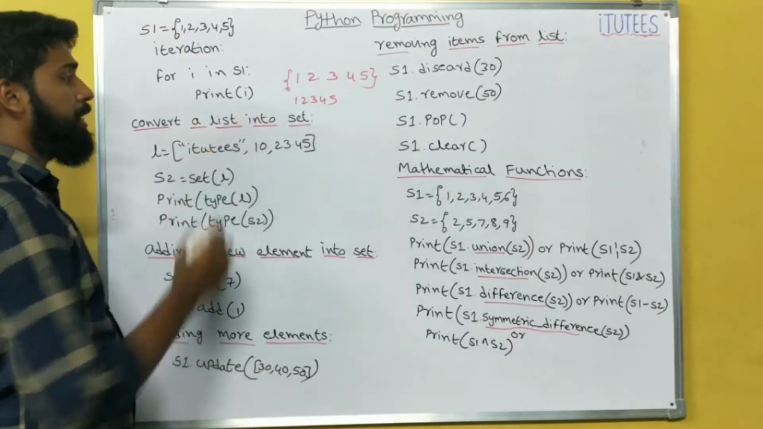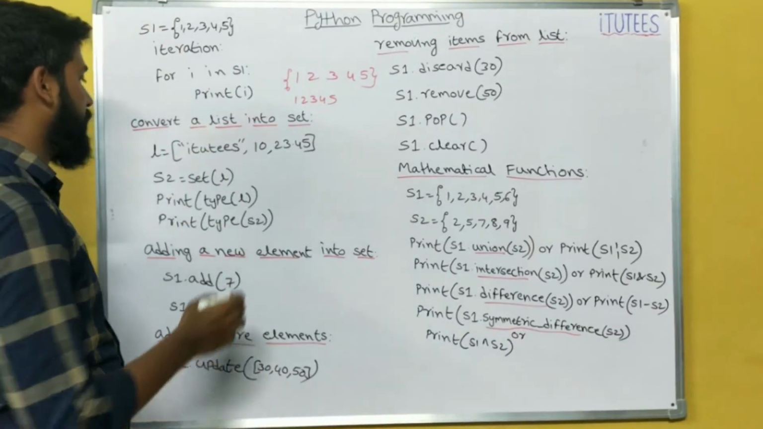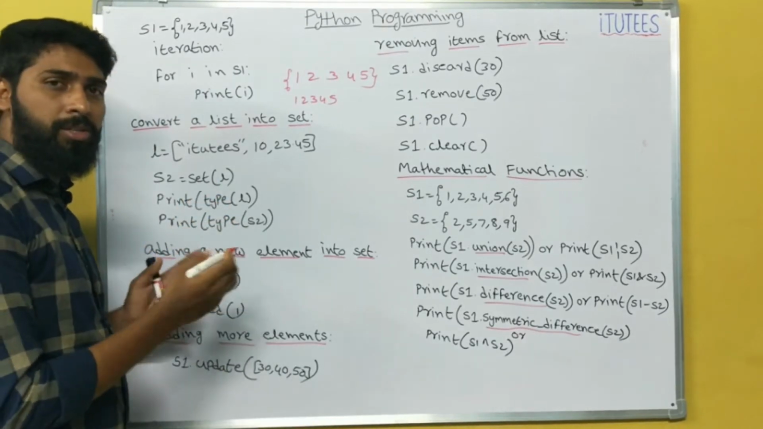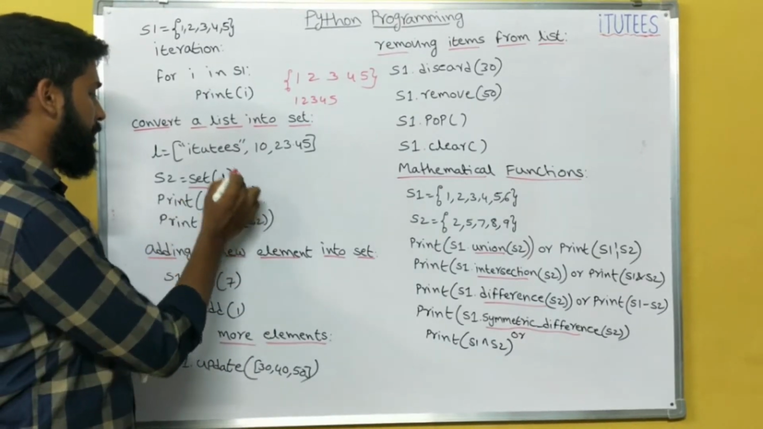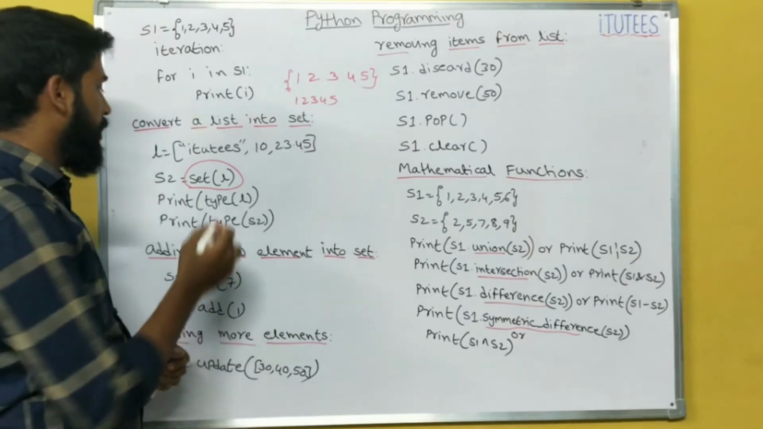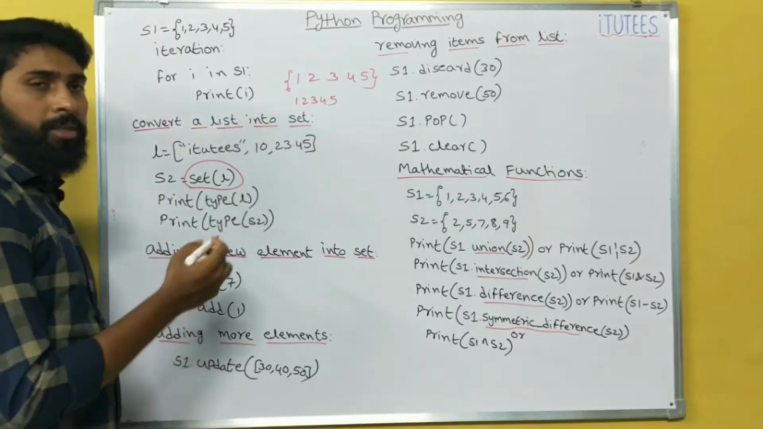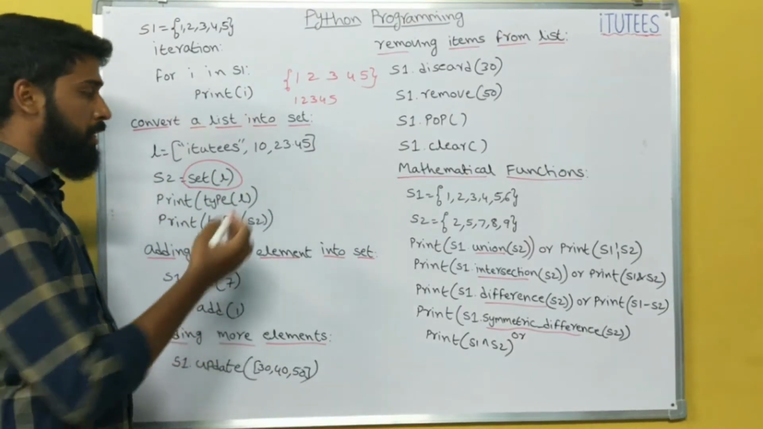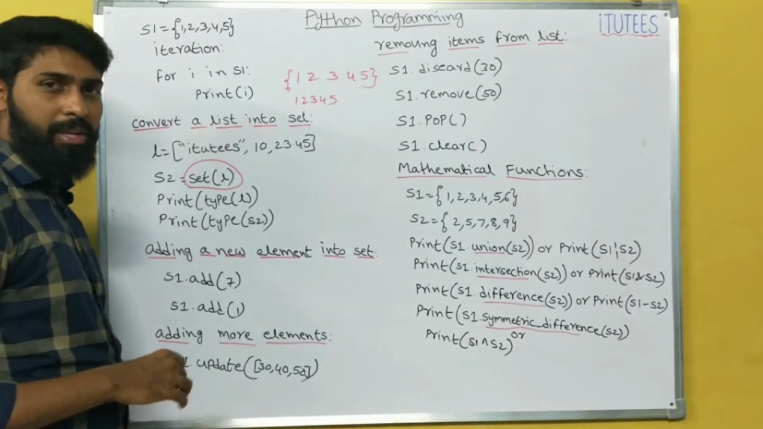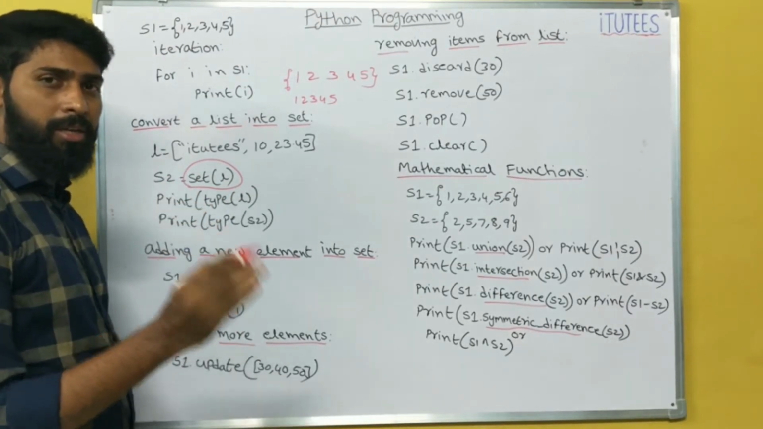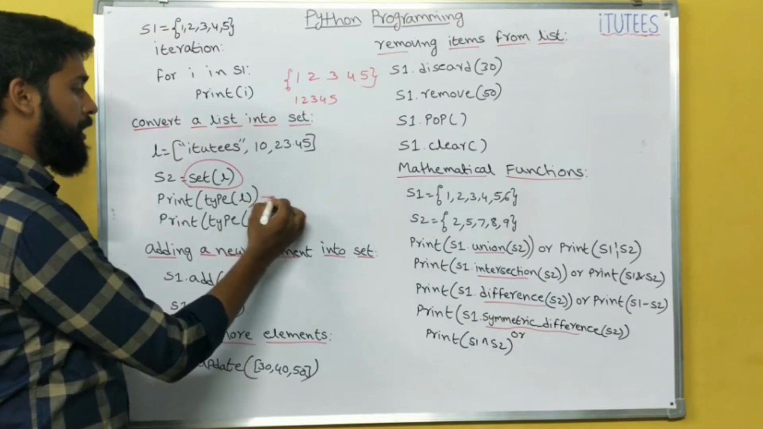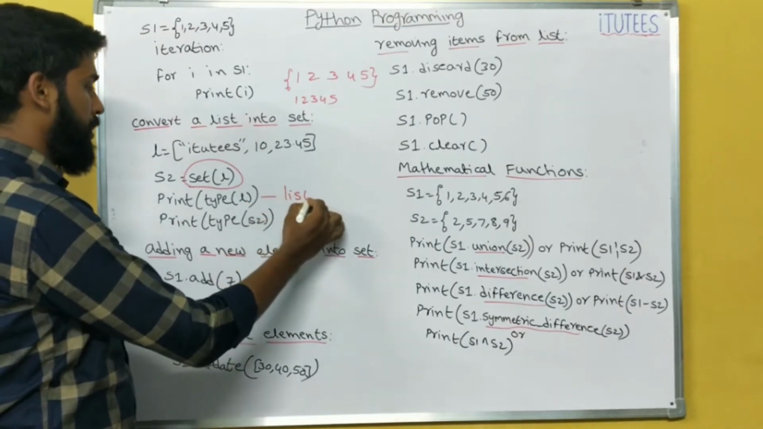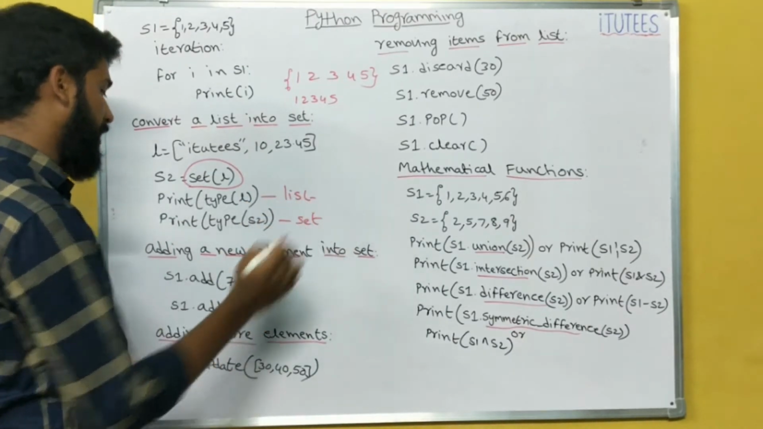Converting a list into a set. We can convert the list into a set by using the set method. So set of L. That means if there are any duplications, they are not copied into the set. Why? A set does not allow duplications. If we print the type of L, it's list. So type of S2 is set.